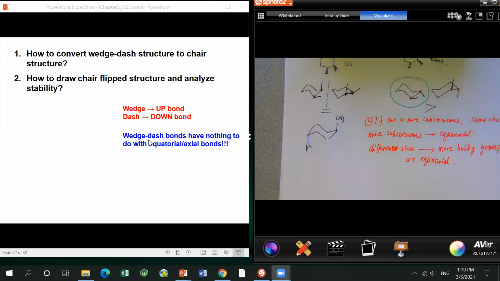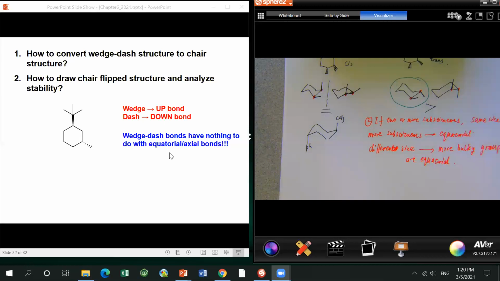First, just keep in mind that if the wedge-dash structure shows a wedge bond, it indicates this bond is going up. For example, this is a wedge bond going up. If it's a dash bond, it indicates the bond is going down. Wedge-dash has nothing to do with equatorial and axial, because they will ring-flip: equatorial becomes axial, and axial becomes equatorial. Please keep that in mind.